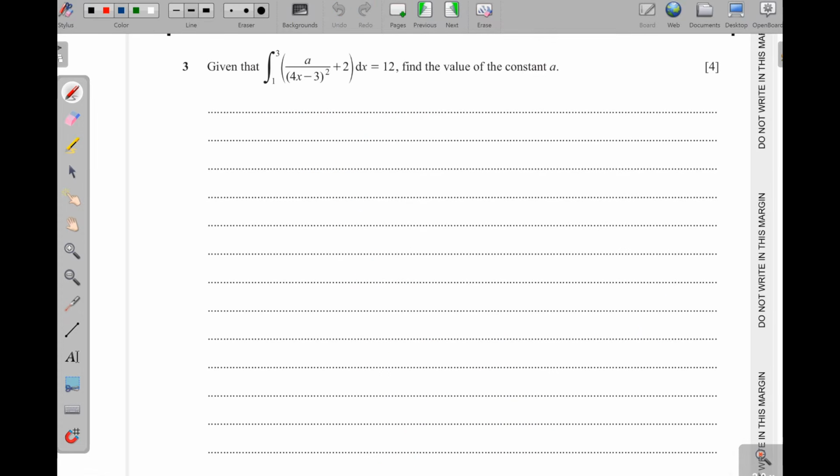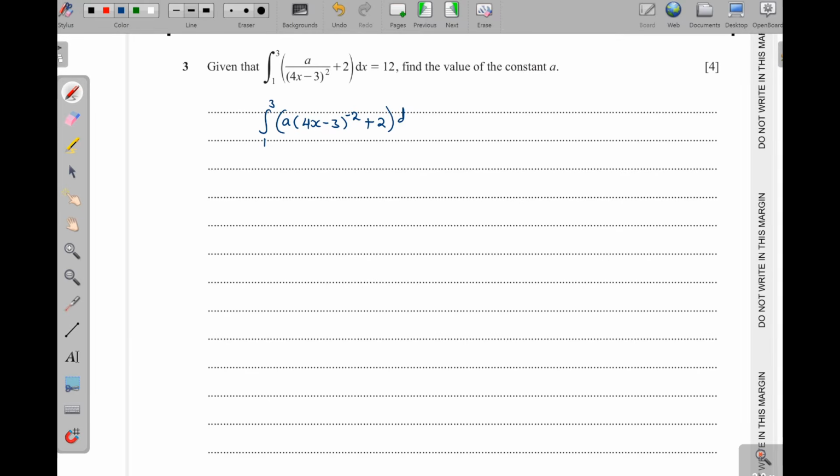Question 3 is coming from integration. Given that the integral of a out of (4x minus 3) squared, then plus 2, from 1 to 3 with respect to x is equal to 12. And then they are telling us to find the value of a. Okay. Now what I'm going to do is to first transform this into something I can integrate. So this is a. Then using rules of indices, I can take that one up. It will be (4x minus 3) to the power -2, and then plus 2 here.